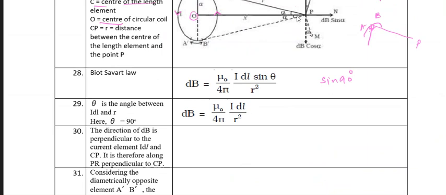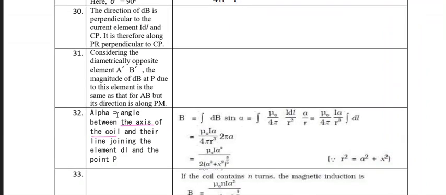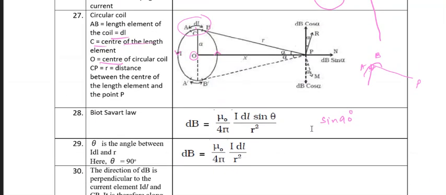This is the axis of the coil and the axis length is x. Now, the angle between the axis of the coil and the line joining the element and P, which is nothing but R. This is the element, and P. So the angle between x and R is alpha.